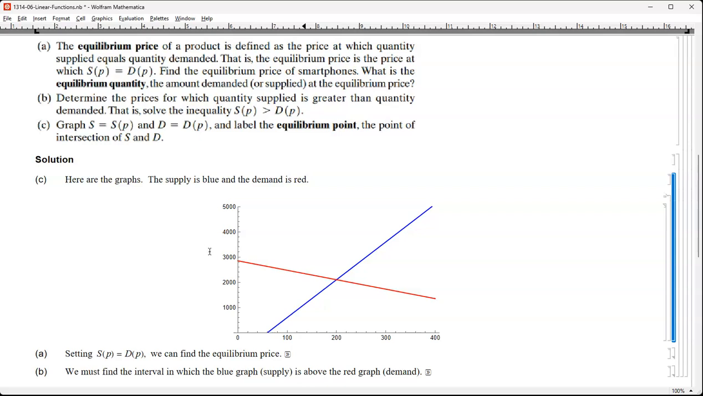Supply is red. No, supply is blue. So as price goes up, the sellers are more willing to sell for bigger profit. Red is demand. As price goes up, people want to buy less, the less the consumers want to buy. And around here, about 200, looks like we have an equilibrium. And that's likely to be the price at which sales will be made.